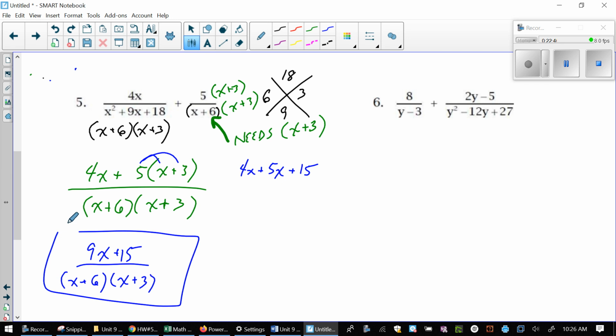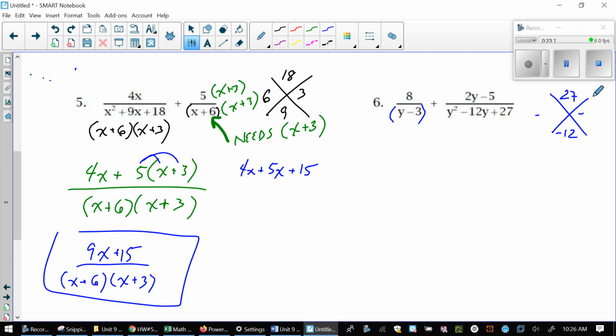All right, so let's go to number 6. Same idea here. Notice, again, binomial factored, done. My coefficient equals 1. So again, I know this is going to be quick to factor. 27, negative 12. Give you guys a second. Two factors of 27 that add up to negative 12. And we know they both have to be negative because I got a positive product and a negative sum.